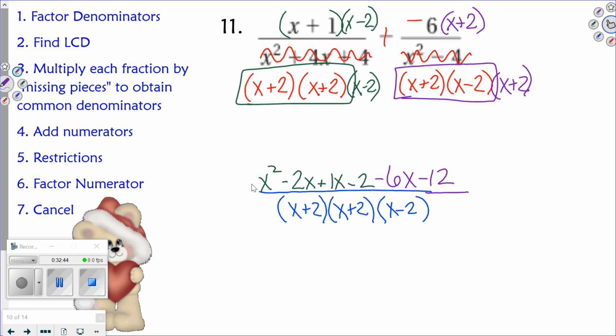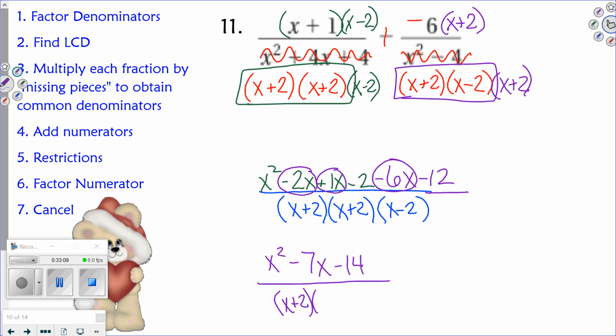All right, so we are at step 4. Add our numerators. So we have an x squared, negative 2x plus x minus 6x is negative 7x. Negative 2 minus 12 is negative 14 over that common denominator. How else could you write that common denominator? Yeah, you could write x plus 2 squared if you need to.